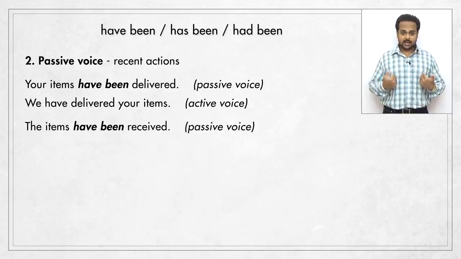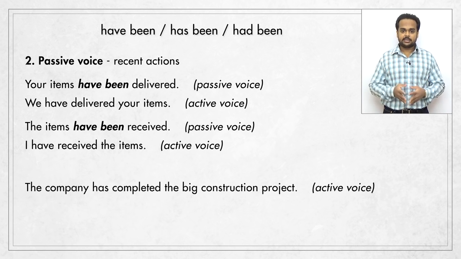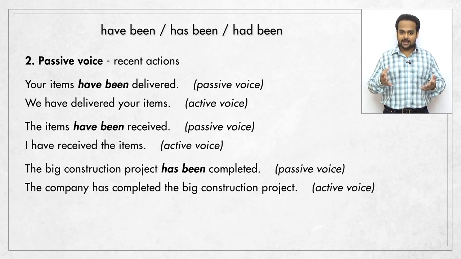Now, when I receive the items, I can say, the items have been received. It means I have received the items. Here's one last example. There's a construction company in my city. They build buildings. They started a big construction project in my neighborhood a few months ago. And now the company has completed the big construction project. The problem with this active voice sentence is that it focuses too much on the company. But we want to focus on the project. So how can we change this to the passive voice? Can you do it? Well, we can say the big construction project has been completed.